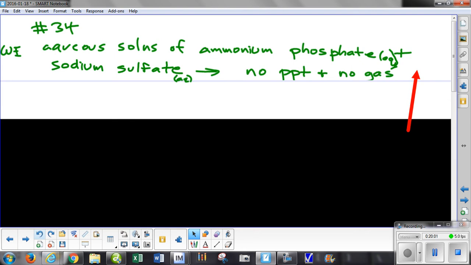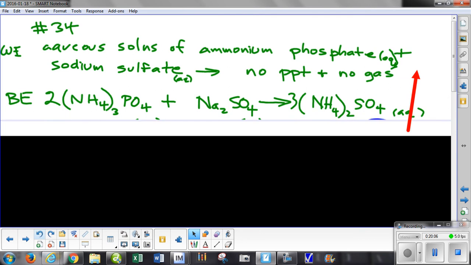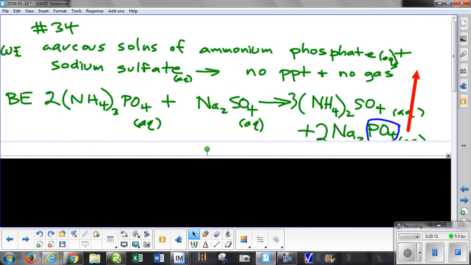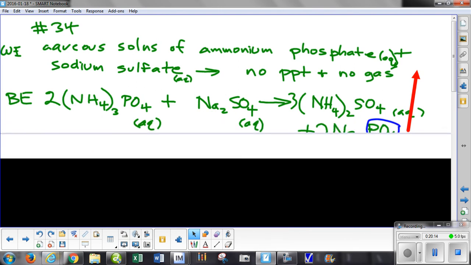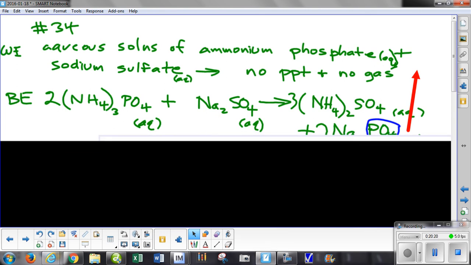Let's go ahead and do our ionic equation, our balanced equation first. Let's do it one line at a time. All right, now that's a little easier to follow.